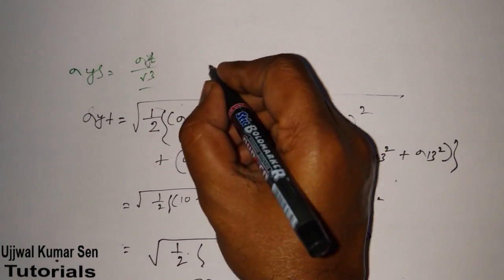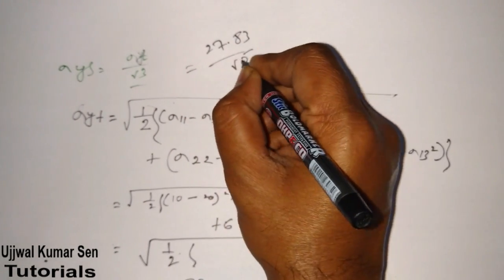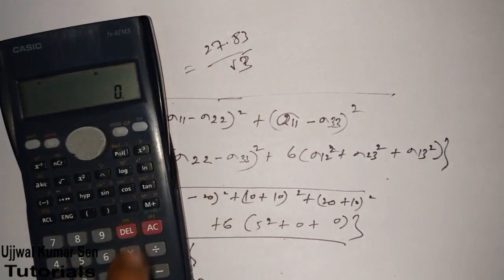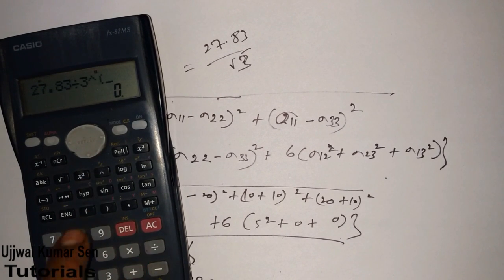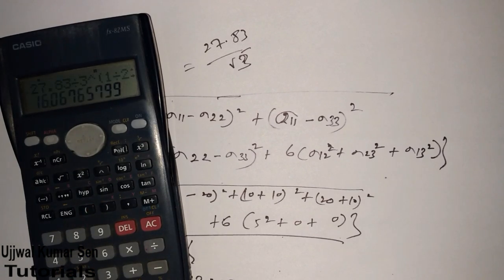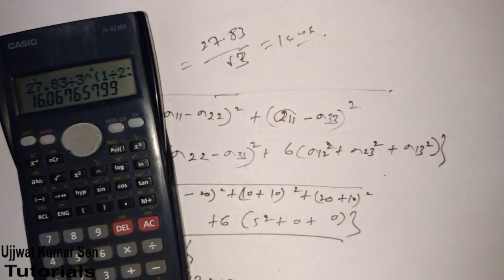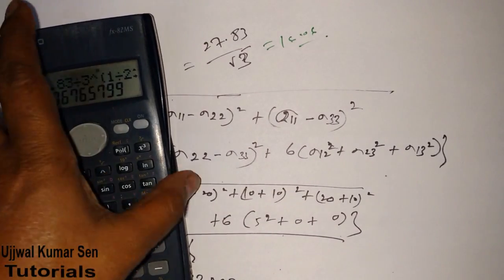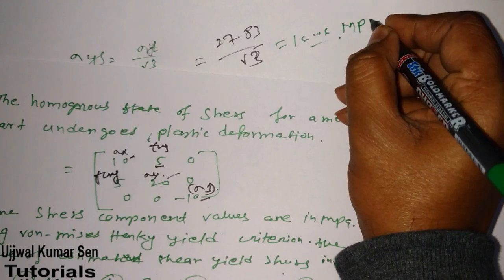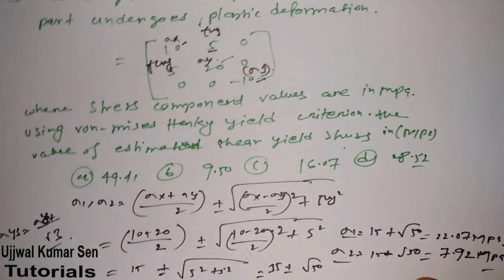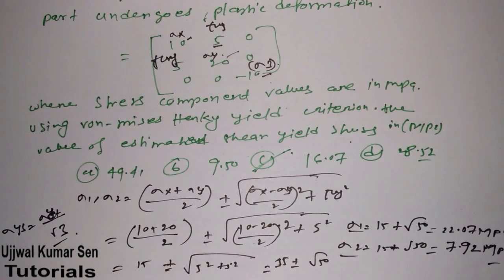Now we have to find out what YS is. So 27.83 by root under 3. What is the answer? 27.83 divided by root 3 is equal to 16.06. Now if you see the question options here, that is 16.06 megapascal. If you see the options here, this one is the right answer. C is the right answer.